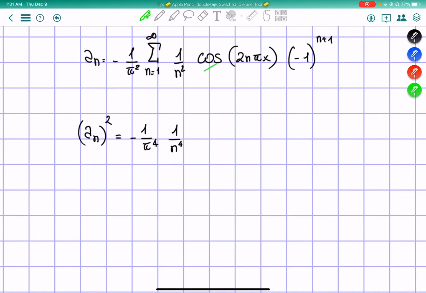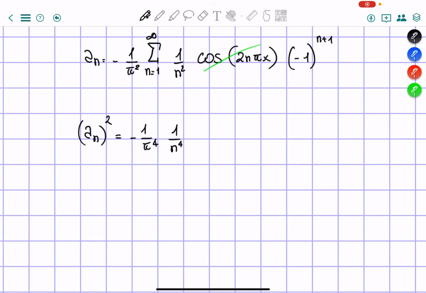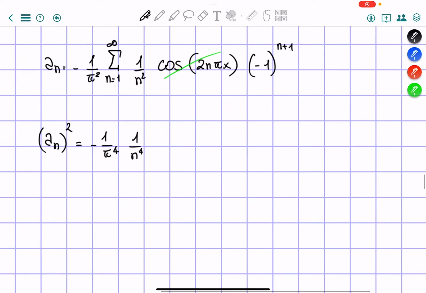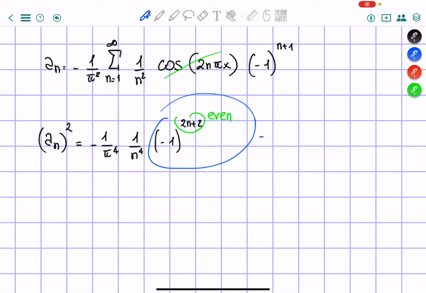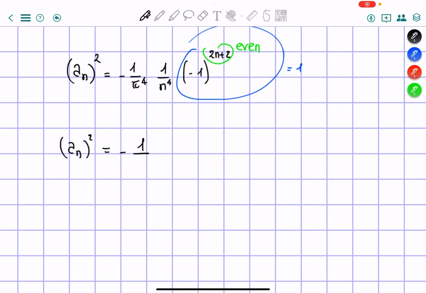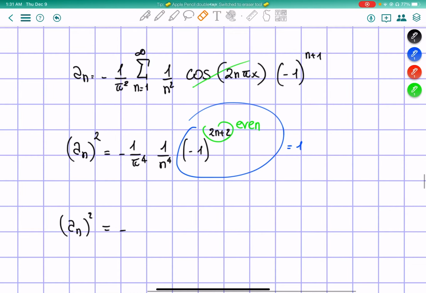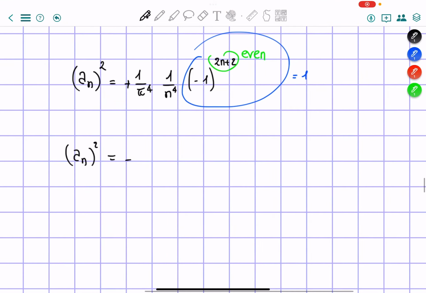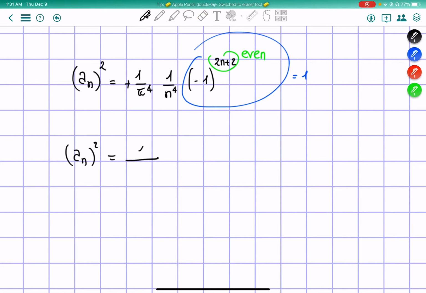Then this cosine just disappears because we're going to find the average, so it's going to be equal to 1. And then we get -1 to the power of 2n plus 2. As you can see, this exponent is always even. Therefore, this value is always going to be equal to 1. So we can erase it, and we can rewrite a of n squared as 1 over pi to the power of 4 times n to the power of 4.